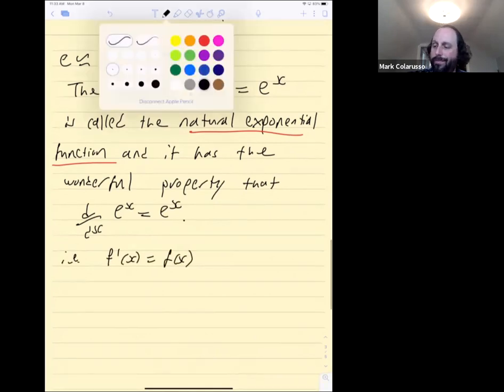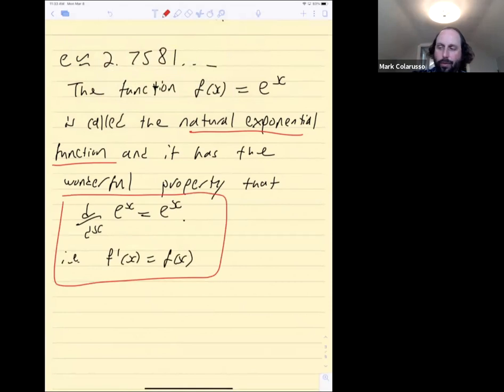Okay, so again, why this all works out this way is kind of a mystery. Euler discovered this. We'll leave it at that for now. But it's because of this property with the derivative, that the derivative is itself. I mean, this function appears in so many different places. In applications, it is too much to mention.